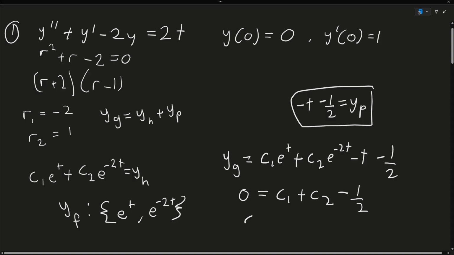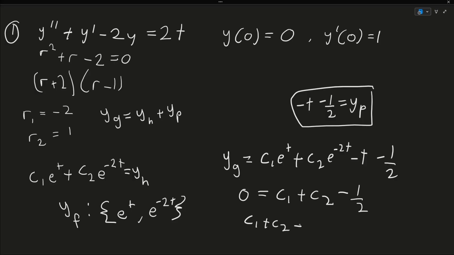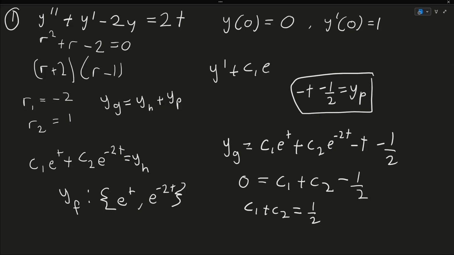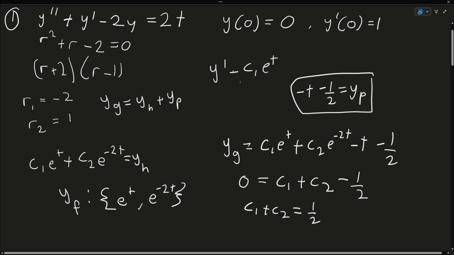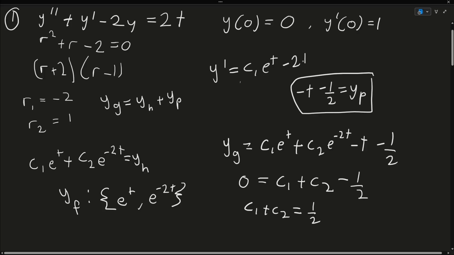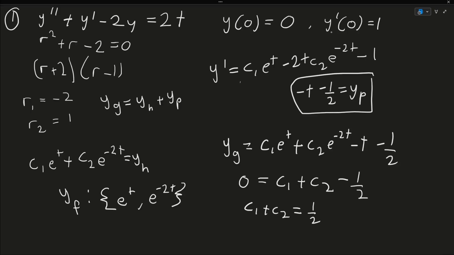And this will generate us an equation, c1 plus c2 equals 1 over 2, which is going to be helpful because we're going to need another equation, y prime of 0. So if we get y prime, it will be c1 e to the t plus c2 minus 2t c2 e to the minus 2t minus 1. And this is y prime.